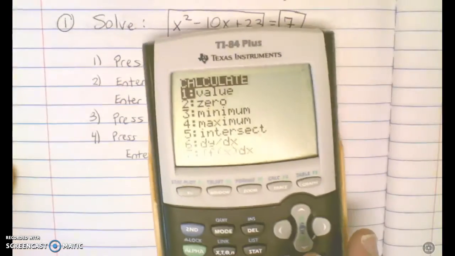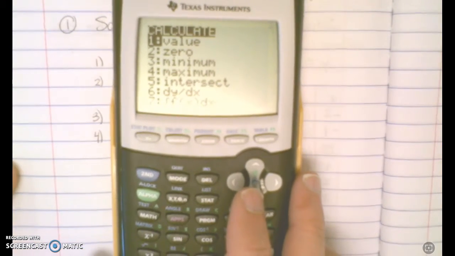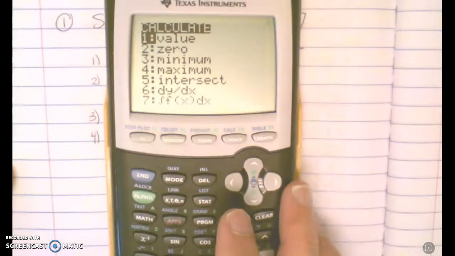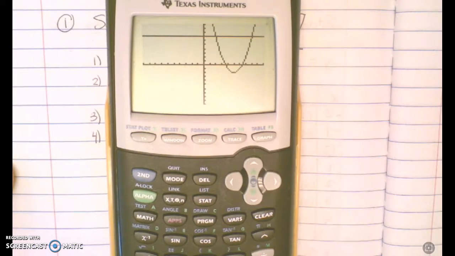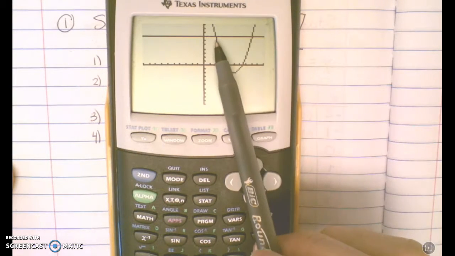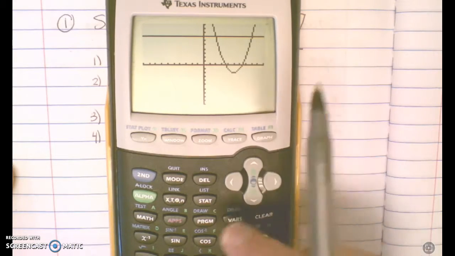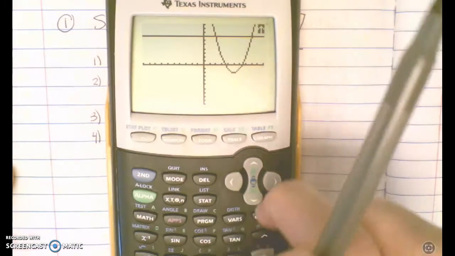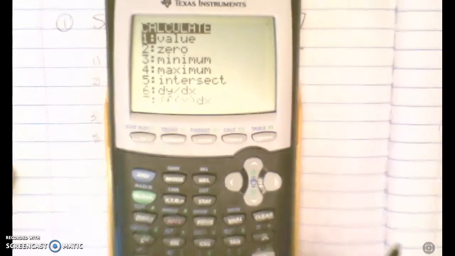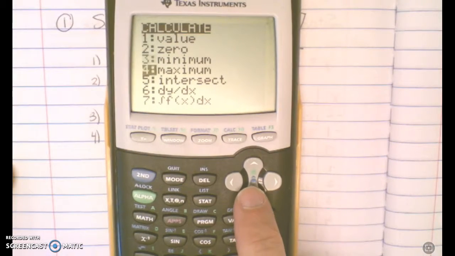So looking back at my graph, I'm just going to hit the graph again really quick. There was my graph. I'm looking for the intersection of these 2 points to tell me the solution. So I hit second, trace. I'm going to go down to number 5 where it says intersect.